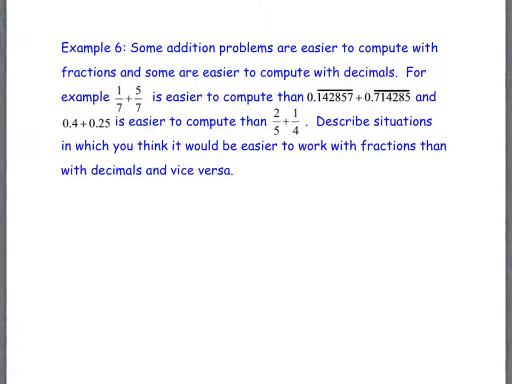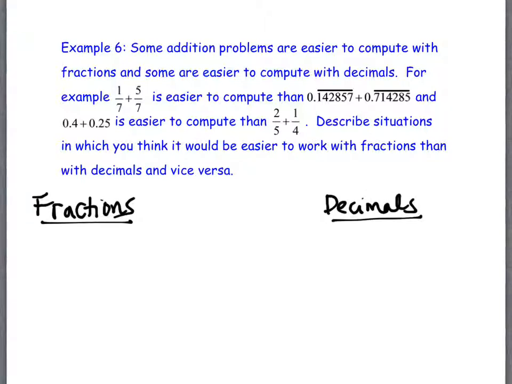and 1/4. Okay, so we're going to describe situations in which we think it would be easier to work with fractions than decimals and vice versa. So we're kind of making a comparison list of when it's easier to work with fractions versus when it's easier to work with decimals. Taking this as an example and thinking about what you do know about fractions, when is it nice, easy, clean to work with fractions? Yeah, when the denominators are the same, that's really nice, right? So when they have common denominators.